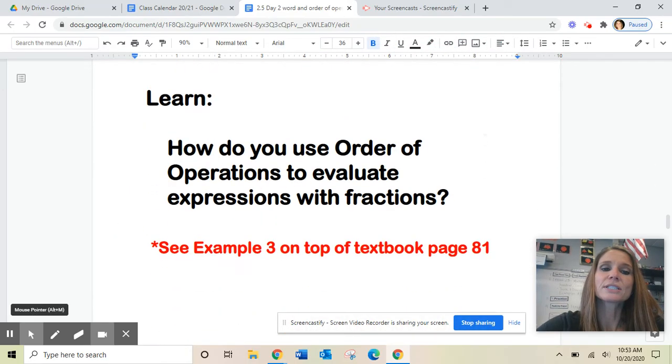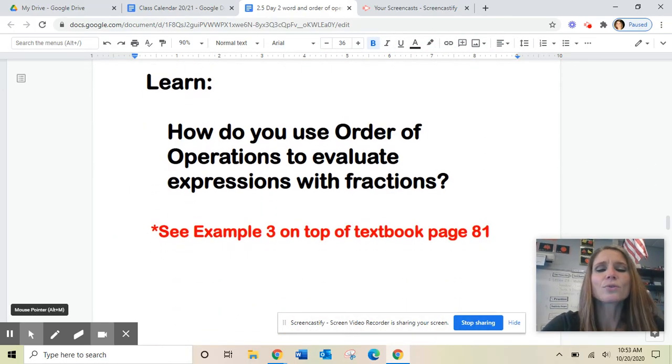Our next focus for today is going to be how do we use order of operations when fractions are involved? So we worked with order of operations back in chapter 1. The only difference is we used whole numbers. But this chapter we're working with fractions. So if you look at example 3 on the top of textbook page 81, see if you can discover how do we work with order of operations in fractions? Is it the same? Do things get adjusted? We'll pause the video while you look to learn.